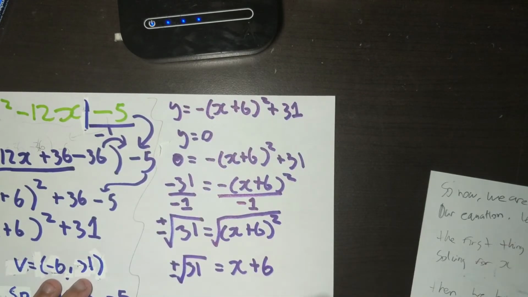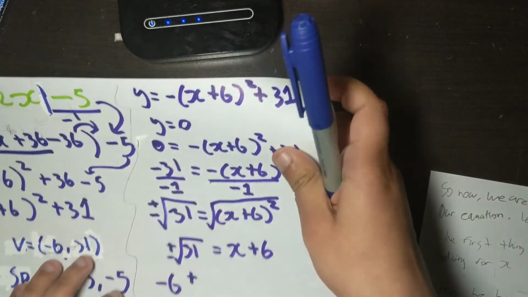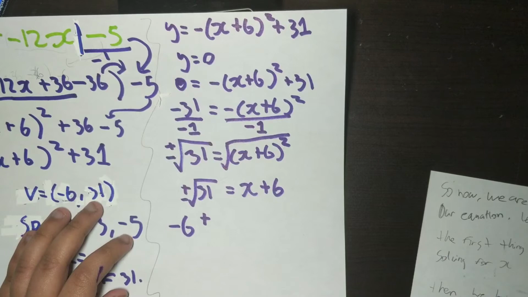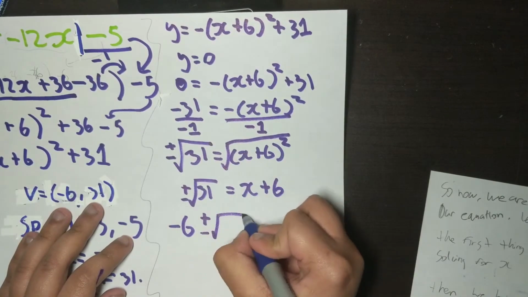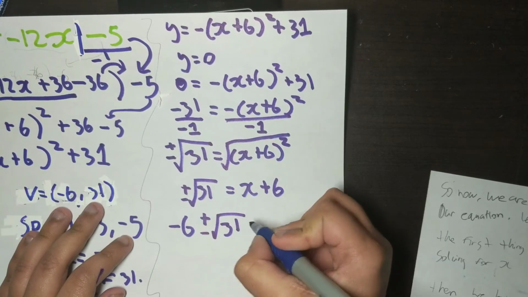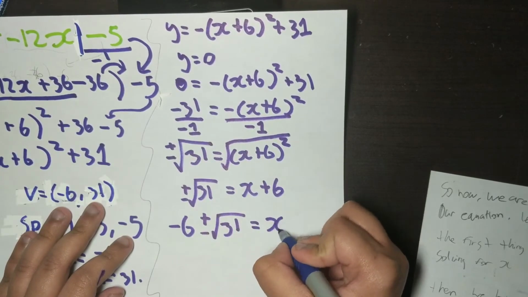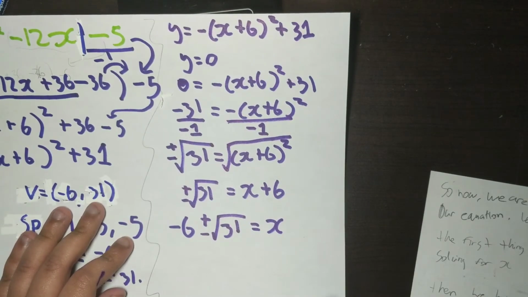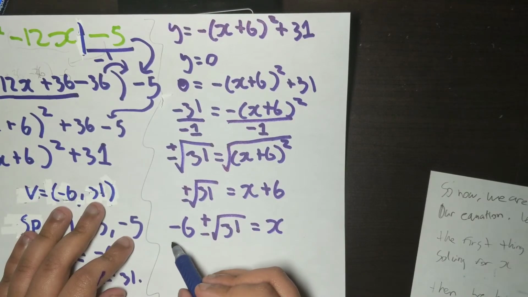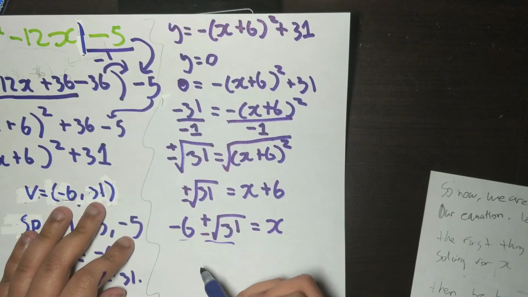Next, we'll bring our positive 6 over, which will then become a negative 6. Oops, wait, what the heck? And the negative 6 plus minus the square root of 31 equals x. The last step is to combine these two terms in a way.